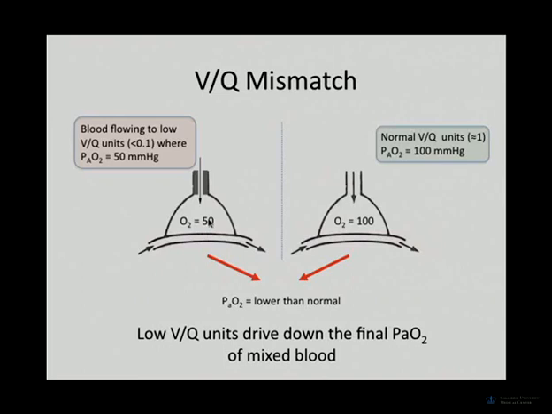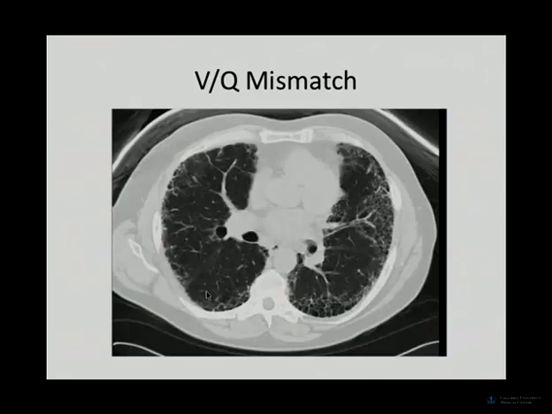So let's say this person now has a collection of these low VQ units, 25% of them, and a bunch of normal lung, and now we look at what happens to the final blood mixture when these units contribute their blood. The PaO2 has to go down. Okay? This is contributing normal oxygen content to this pool. This is contributing reduced oxygen content to this pool. The final mixed pool of blood has to go down. The low VQ units in this particular patient drive down the final measured arterial concentration of oxygen in the mixed blood. So VQ mismatch, that's all it is.